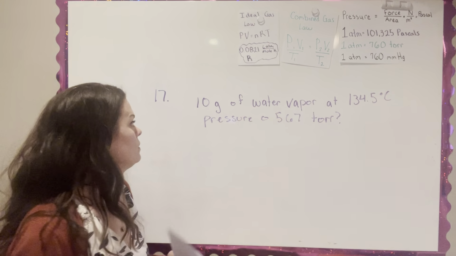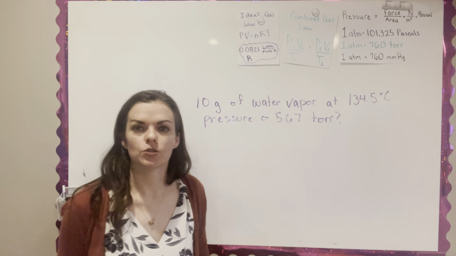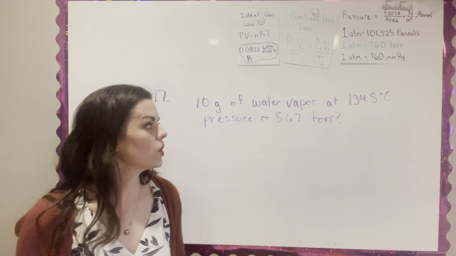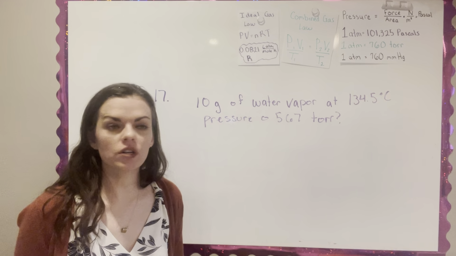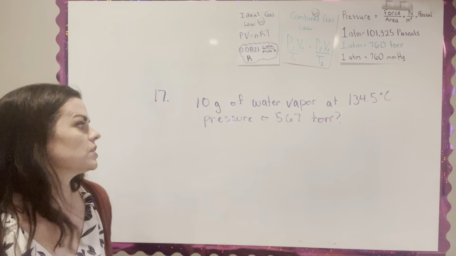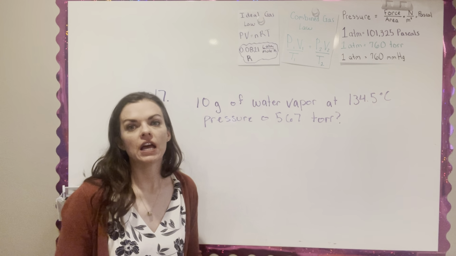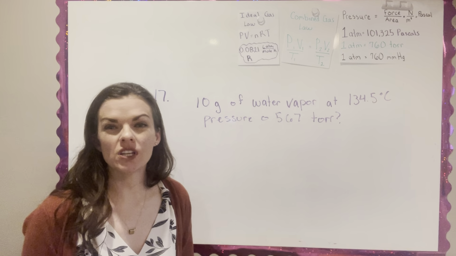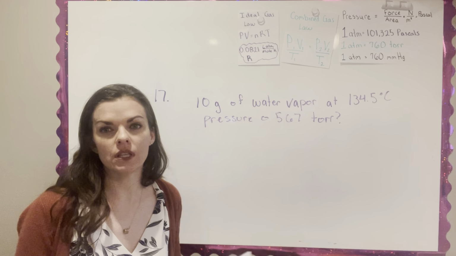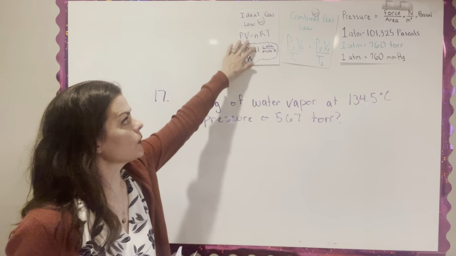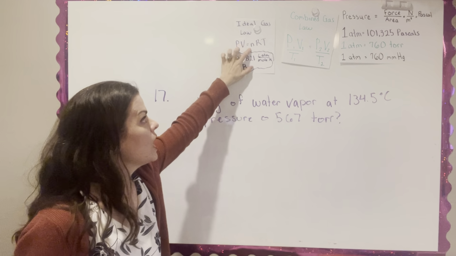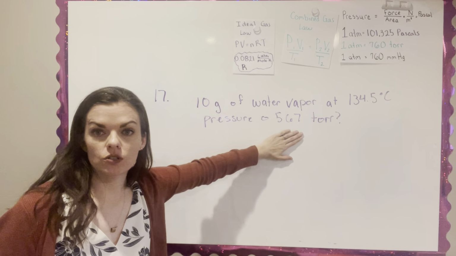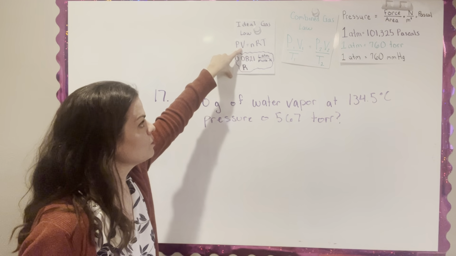Number 17, getting a little lazy writing it shorthand, but it asks what is the volume of 10 grams of water vapor at 134.5 degrees Celsius and a pressure of 567 torr. So this is another ideal gas law equation, and you just have to make sure that you have everything into it. Except this time, I'm not solving for my moles, I'm solving for my volume. They give me a pressure, I just have to do some conversions. They do not give me the volume.